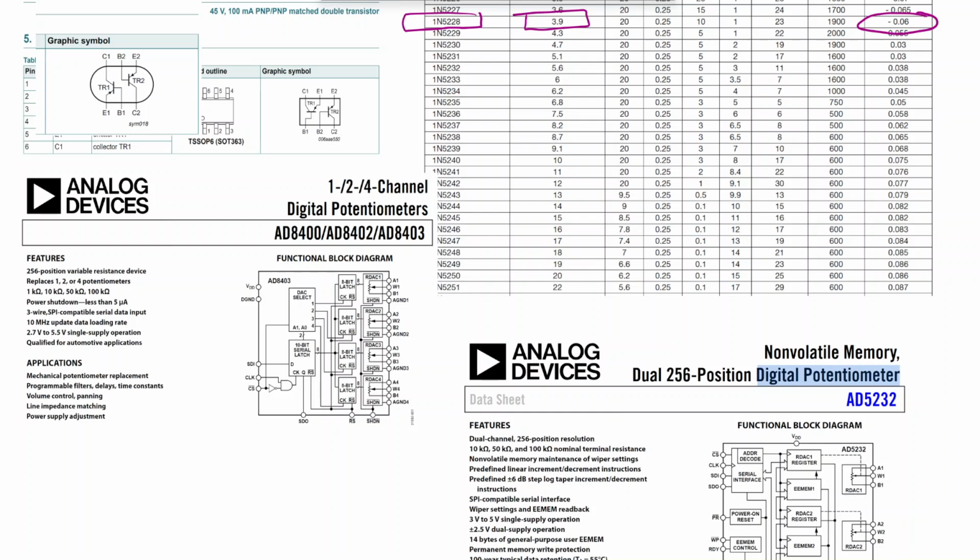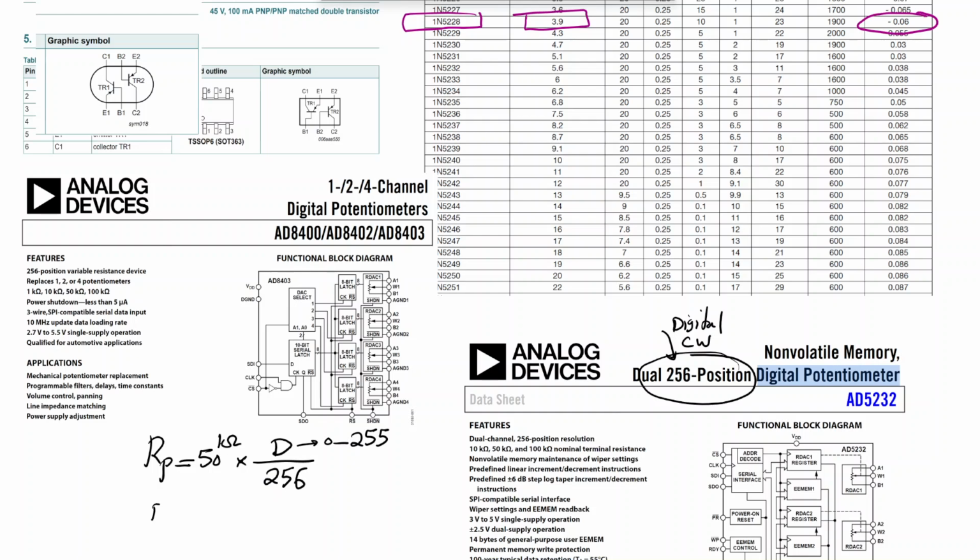independent from each other. There are 256 positions, meaning that the value of the potentiometer is the nominal value, which can be any of these choices, 1K, 10K, 50K, 100K in the case of AD8400, or 10K, 50K, 100K, so that nominal value, say 50K, times the digital code word, CW, where the value of D is between 0 and 255, and finally divide by 256.